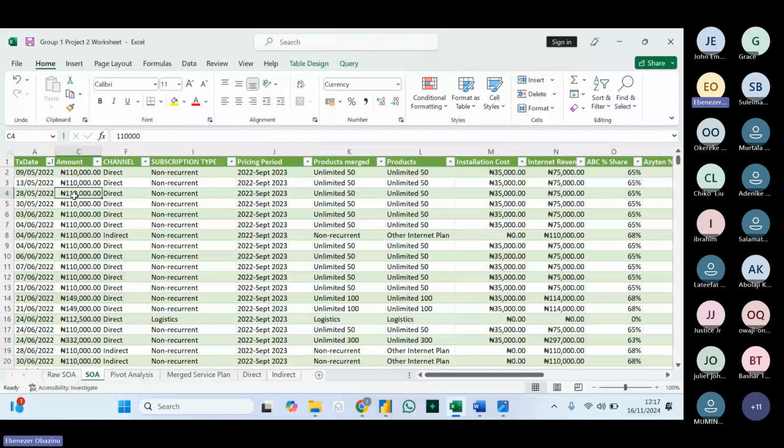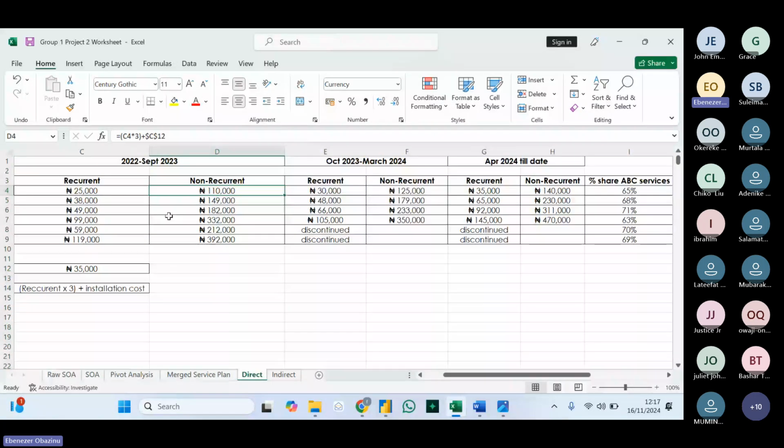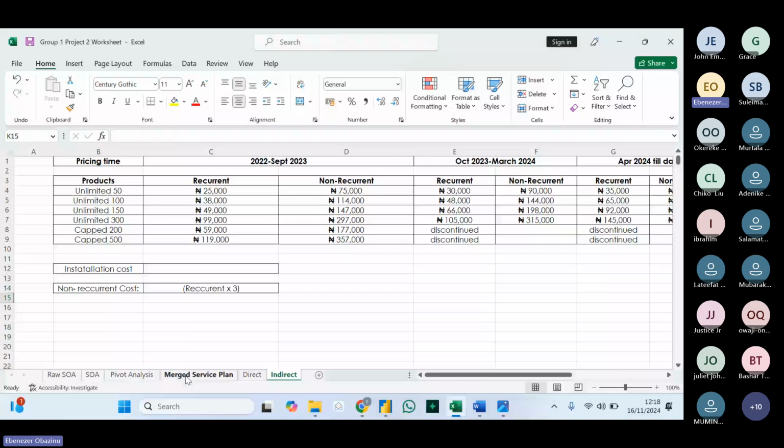Before Sir Shiko dropped the video on using Power Query, as a group we had started working on this with Excel functions and formulas. Though I personally learned a lot from the video, and I'm replicating this project again using Power Query presently, what we did was use Excel formulas. Taking a look at the dataset that was sent, we focused on the amount, the channel, and the subscription type. Then, per the project instruction, the tariff was reviewed 2 times. So we used that information in the direct table and indirect table to replicate another table where we have everything.